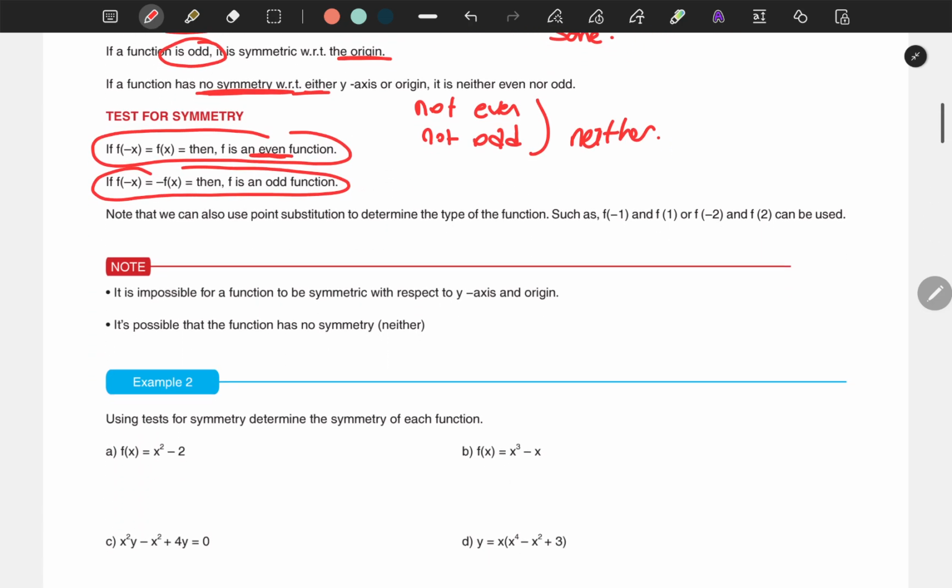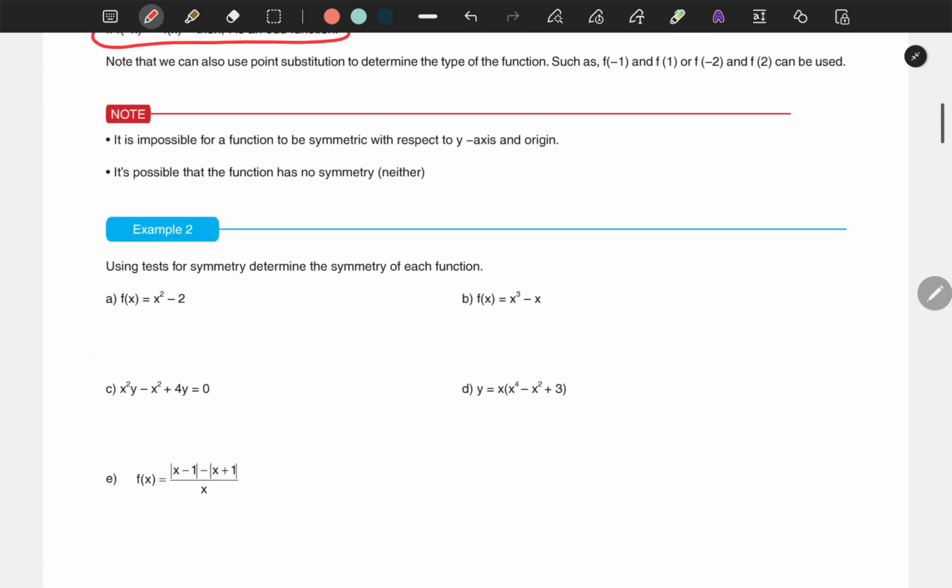Okay, here we have some examples. It is impossible for a function to be symmetric with respect to y-axis and origin. Yani, it is impossible to be together. Yani, what do I mean? Yani, one function can't be even and odd at the same time. It cannot be. Okay, but it is possible for a function to have nothing. Yani, neither. Yani, not even, not odd. It is possible. Here I have an example.